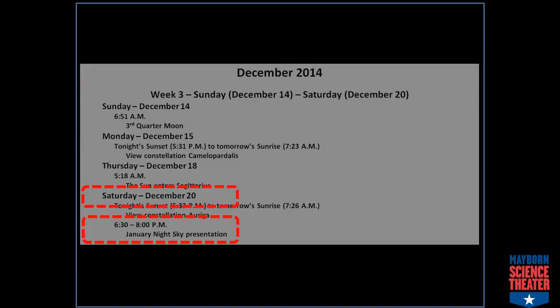Okay, now if you remember, I said as we started that normally the night sky presentations are the last Saturday night of each month. However, because of Christmas, it's not going to be on the 27th. It will be on the 20th. So on Saturday the 20th in here, 6:30 to 8, we will talk about what's going to be available to see for January. Once we get past January, all the way down to October, those will be on the last Saturday night of each month.